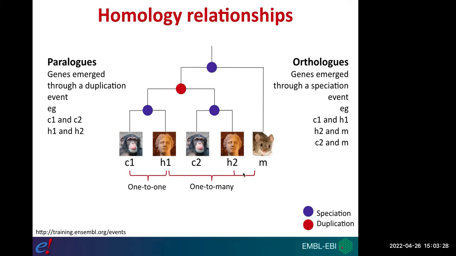What you can see here is if you go back to the top of the tree, there was a speciation event where the rodent and the primate lineages diverged from one another. In the rodent lineage, this gene just persisted to modern mouse, whereas in the primate lineage, there was this duplication event. So that means that there's now two genes in human that are orthologous with the single gene in mouse. This is a one-to-many relationship. And of course, you can also have many-to-many relationships. This would have happened if there was a duplication event somewhere in the rodent lineage as well.